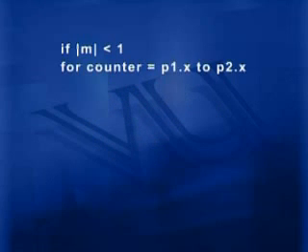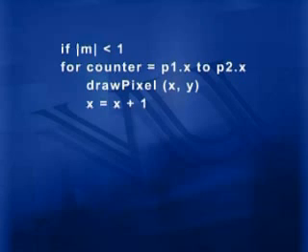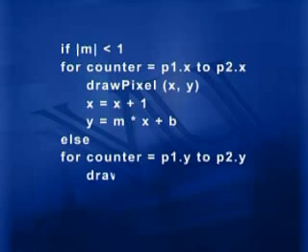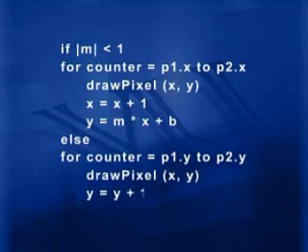Now if the slope, absolute value of m, is less than 1, then for counter equal to p1.x to p2.x, that means vary the counter's value from the x coordinate of point 1 to the x coordinate of point 2. And what else do we do? Draw pixel at location x, y, then increment x by 1 and then calculate the corresponding y for this new value of x using the relation y is equal to m times x plus b.